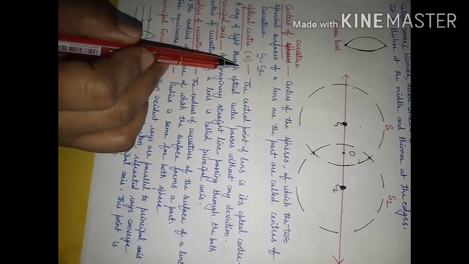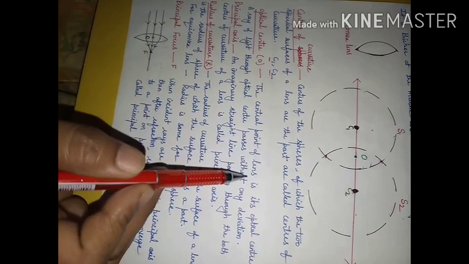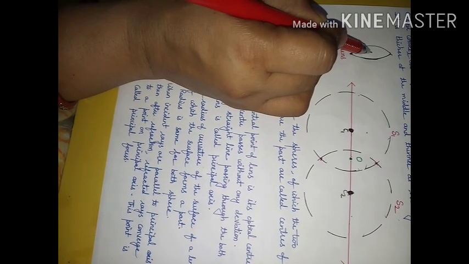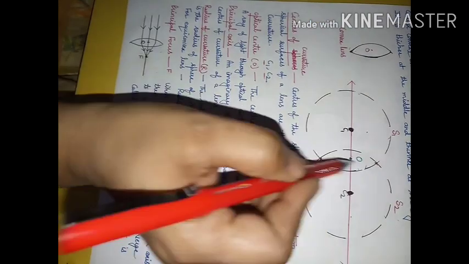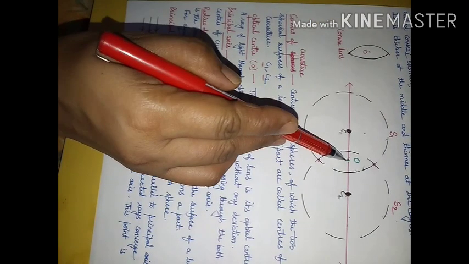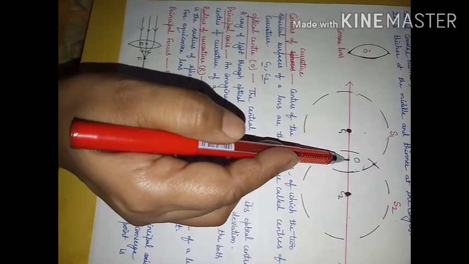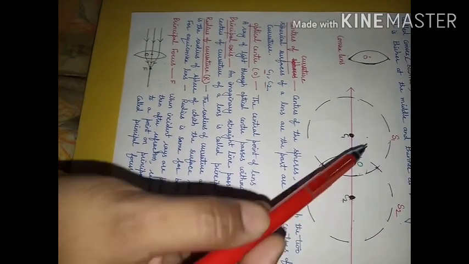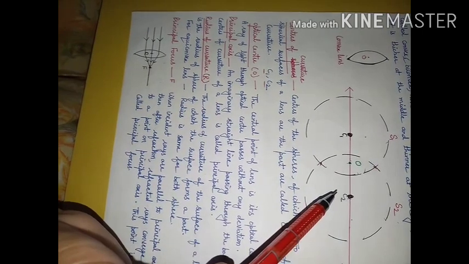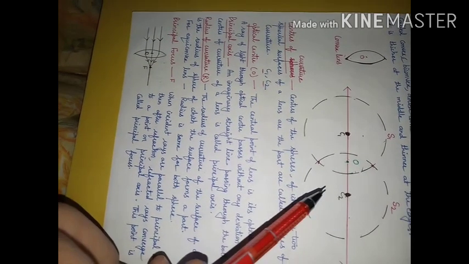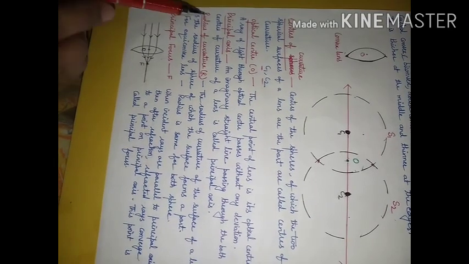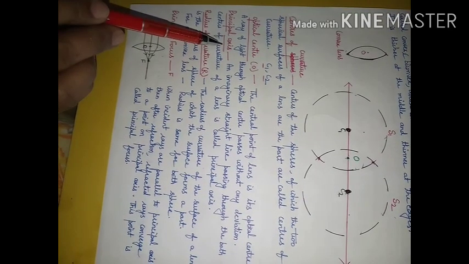Next is optical center. The central point of the lens will be known as the optical center. Here it is represented by O. If any ray of light passes through this optical center, then it will not change its path, or it will not deviate. The next term we are going to have is principal axis.